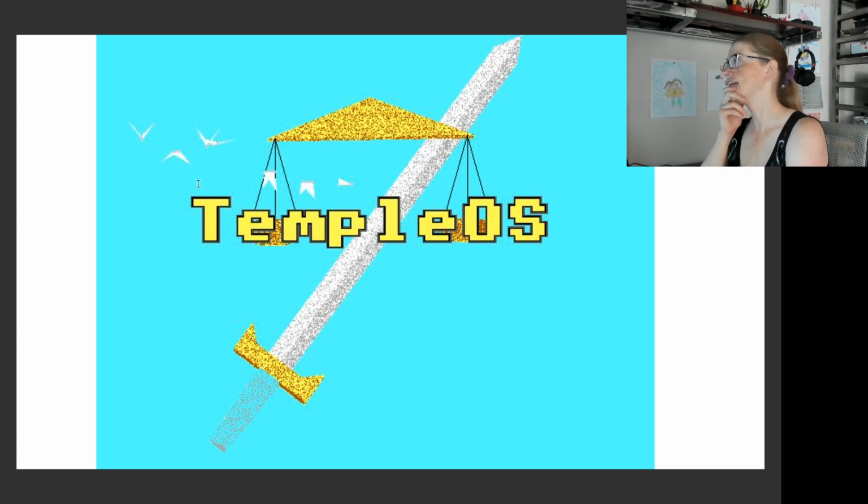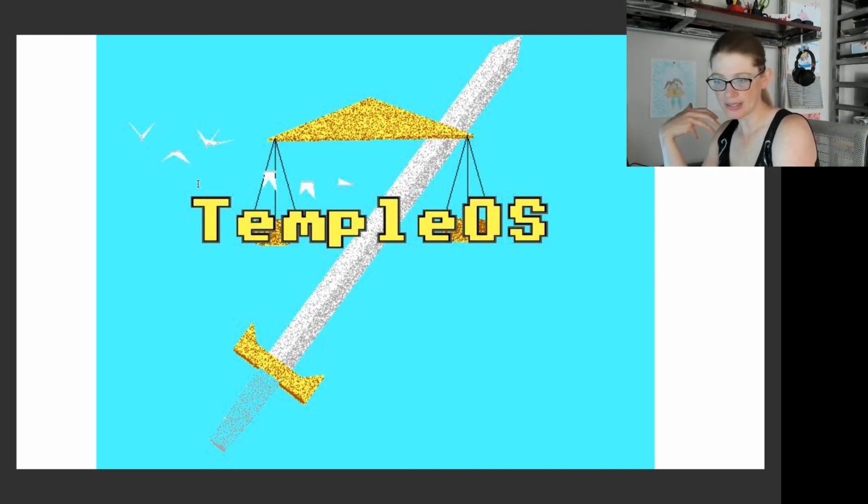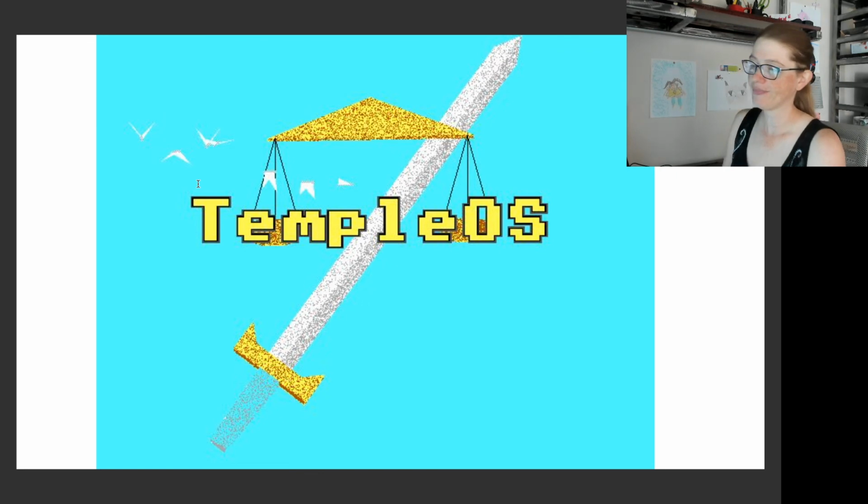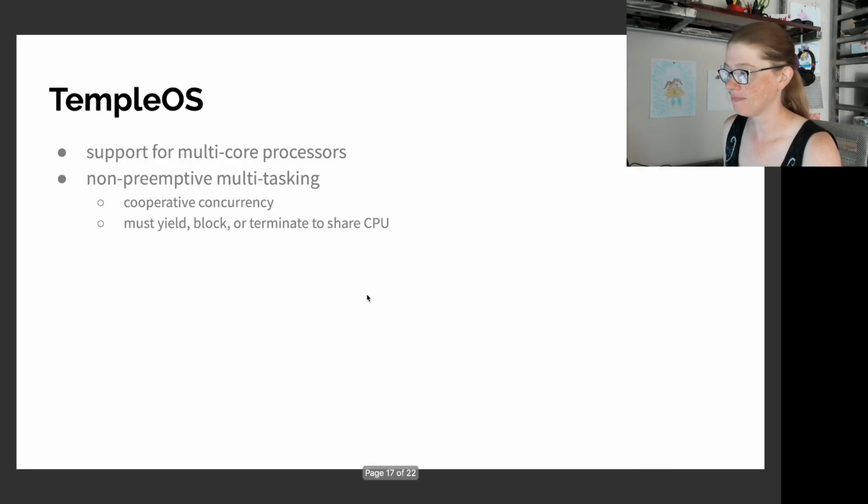The story is that he believed that God asked him to create an operating system that would be God's temple. And apparently, many of the decisions were hence dictated by God. I'm not going to argue about the creation of this operating system. It's very interesting, let's just say that. So this is a biblically themed operating system called Temple OS. And yes, this is the logo for it. So let's look at Temple OS.